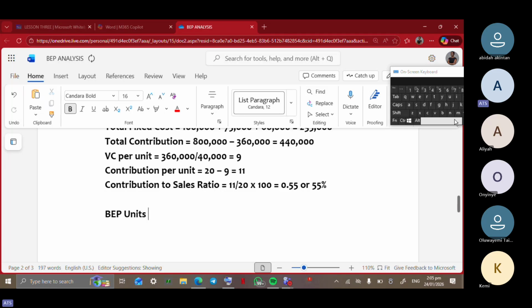What is our formula for BEP units? I'm going to be asking you. So what's the formula for BEP units? Fixed costs divided by contribution per unit.